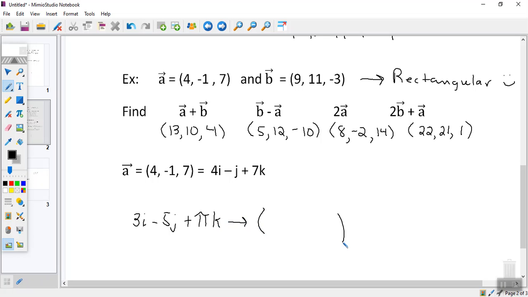3, negative 5, pi. So 3 comma negative 5, pi. Right, so you're just going to put it in ordered triple form like that. Okay. Do you really just take out the letter or symbol? Yeah, pretty much. All right.